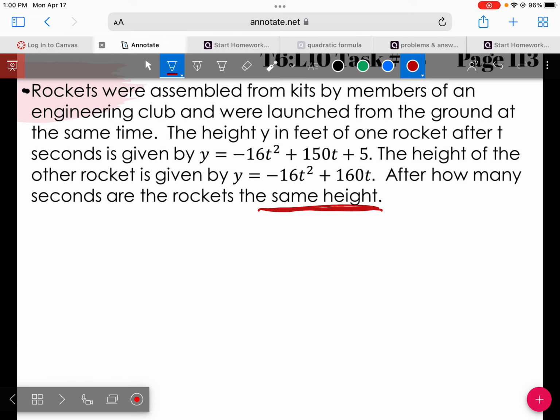All right, so write this down, guys. We're setting one equation equal to the other. Negative 16t squared plus 150t plus 5 equals negative 16t squared plus 160t.